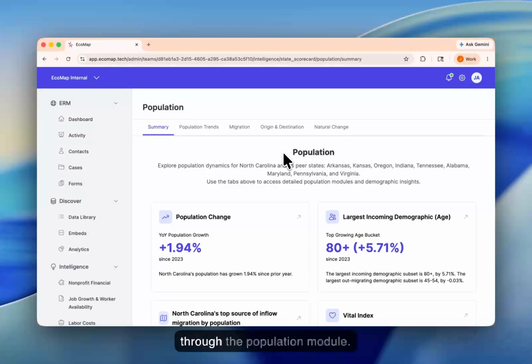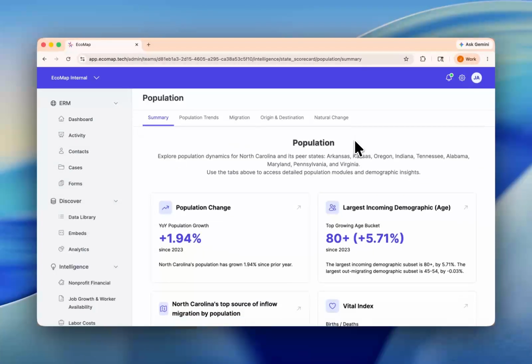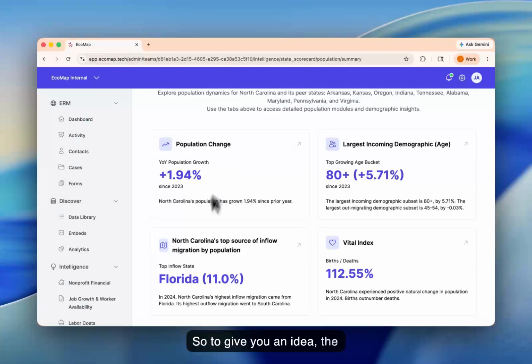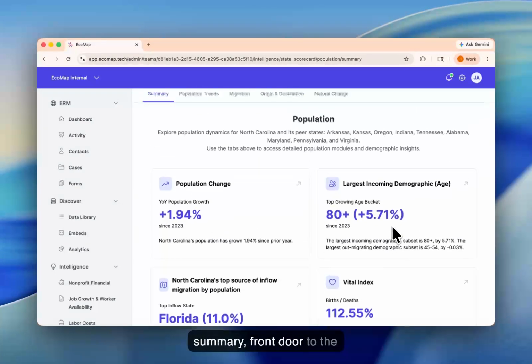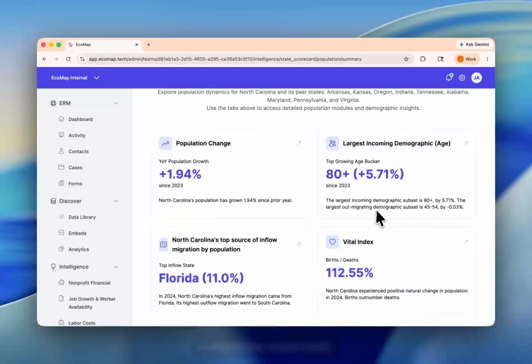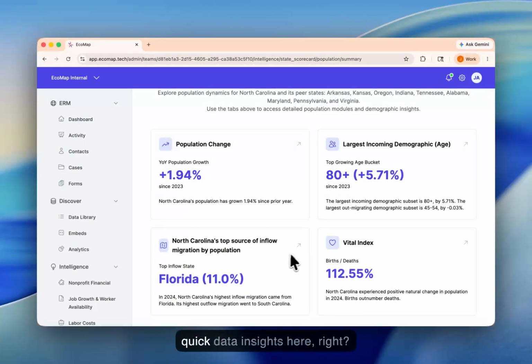Today we're going to walk through the population module. This module is designed to help you explore population dynamics for a primary geography and its peer states. To give you an idea, the summary page, like with the other modules, serves as a front door to the submodules underneath.